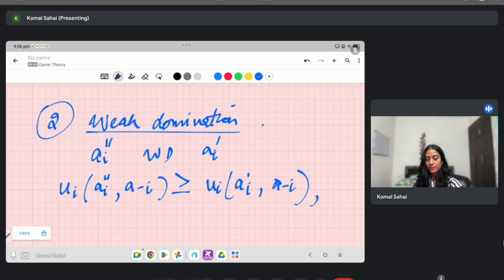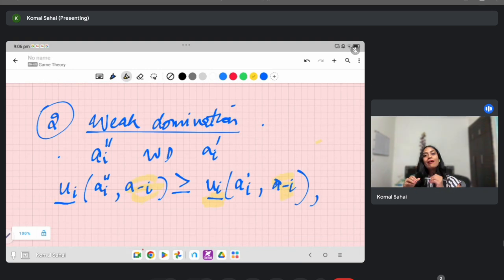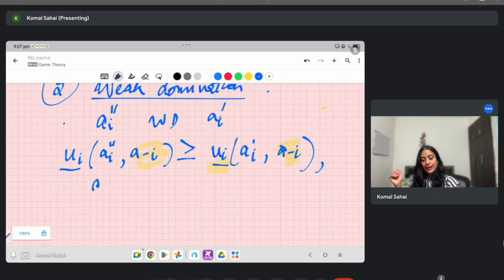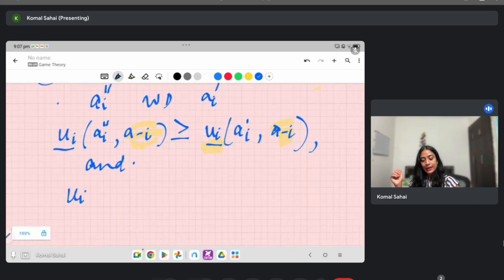यहाँ से when you are comparing utilities this and this, ठीक है, इस और इसके कंपैरिजन में, इसके और इसके कंपैरिजन में ये AI prime सेम रहेगा. ठीक है, but you have to make this comparison for all possible A minus I. ठीक है. So it should be the case that for all A minus I this holds, and for at least one A minus I this holds with strict inequality.